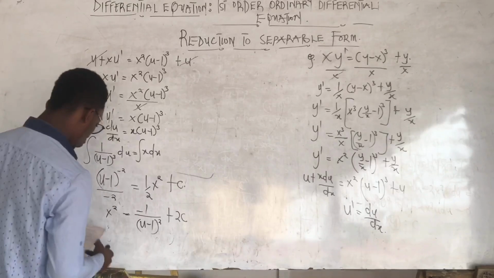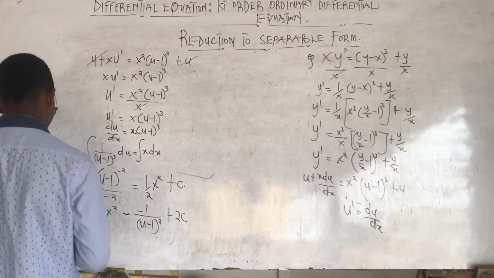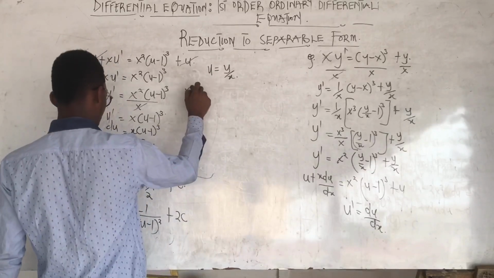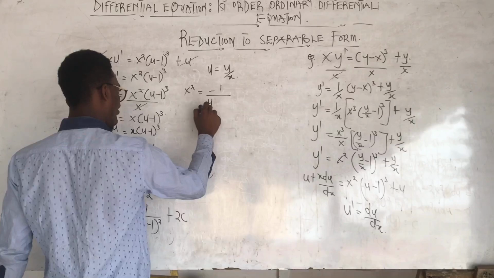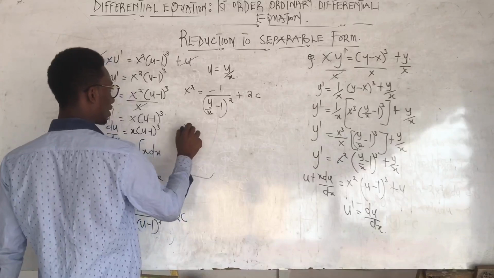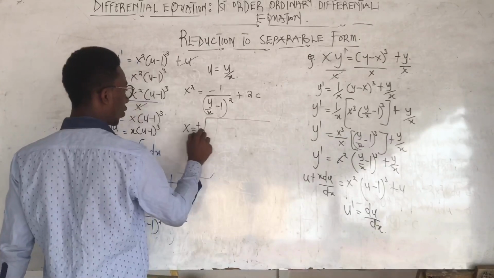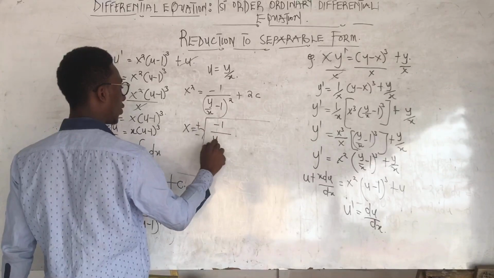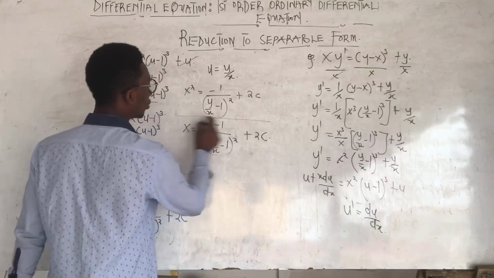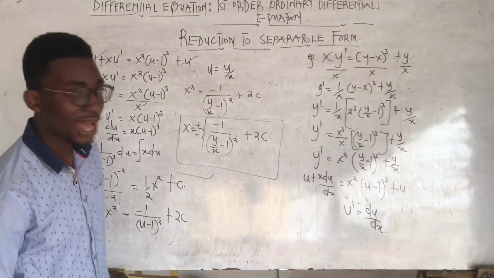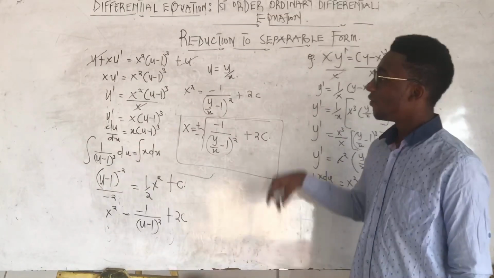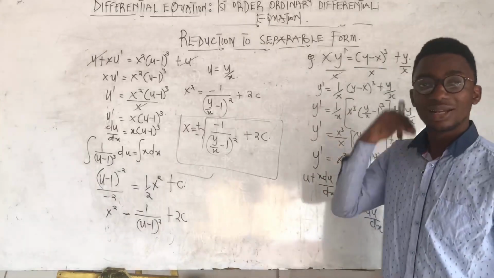And when you do that, your u becomes highly affected. Since your u here is y/x, you get x squared as minus 1 divided by (y/x minus 1) all squared plus 2c. So your x can be plus or minus the square root of minus 1 divided by (y/x minus 1) squared plus 2c. And this will be the solution to the differential equation. I know it looks somehow difficult, but always just take time. You can go back and watch the video anytime you want.